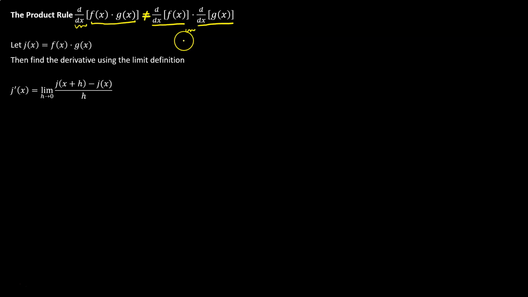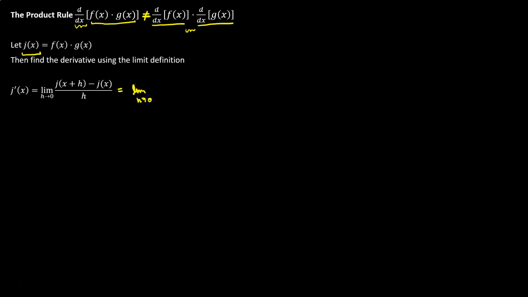To find the shortcut that is correct, we're going to assume j is some generic function, which is made up of a product of two other functions, f times g. And then we'll use that general form of j to find j prime using our limit definition.